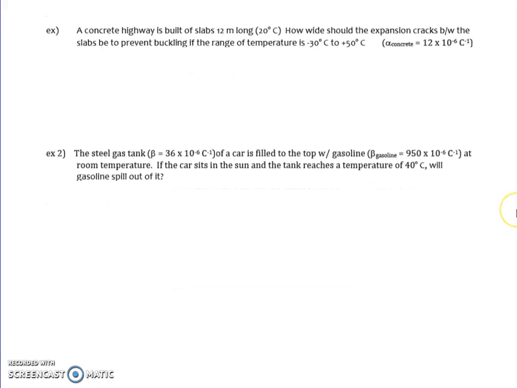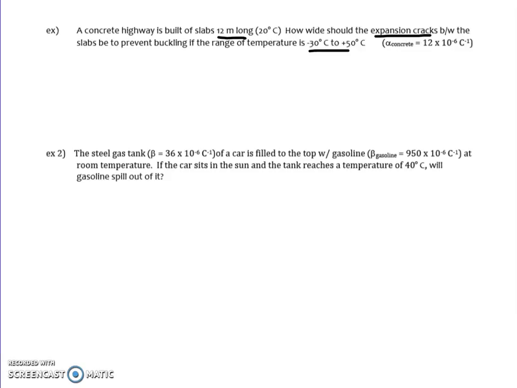Okay, so let's take a concrete example. Highways are built with slabs that are 12 meters long. Let's assume they were constructed at room temperature. How wide should the expansion cracks, understanding this is expand and contract, between the slabs be to prevent buckling if the range of temperatures expected for that particular climate is between -30 and 50 degrees Celsius, and you're given the coefficient of expansion for concrete. All right, so it's a pretty straightforward equation.